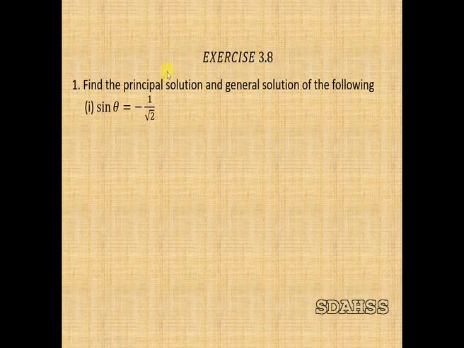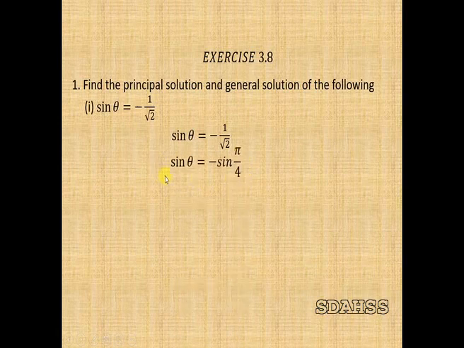Exercise 3.8. First sum. Find the general solution and principal solution of the following. Subdivision 1. Sin theta is equal to minus 1 by root 2. We know that sin 45 is 1 by root 2. 45 can be written as pi by 4. So sin theta is equal to minus sin pi by 4. Minus sin pi by 4 can be written as sin minus pi by 4.